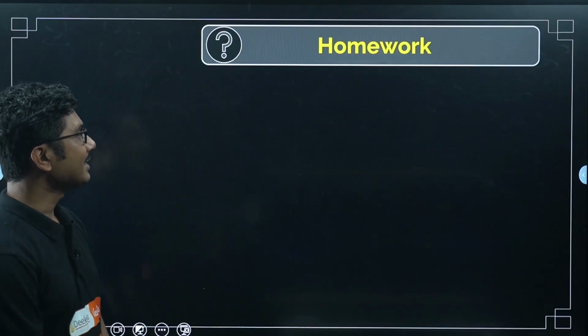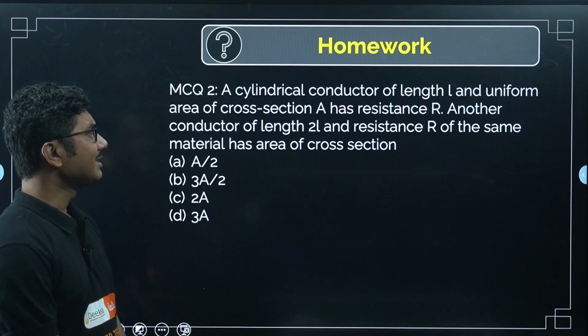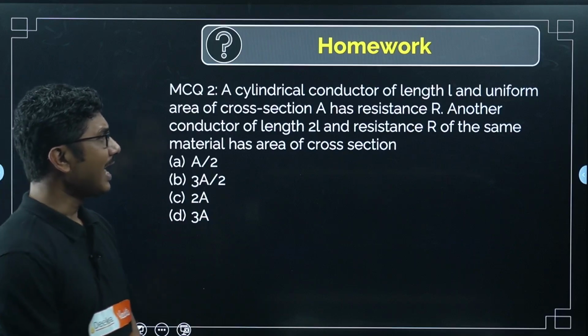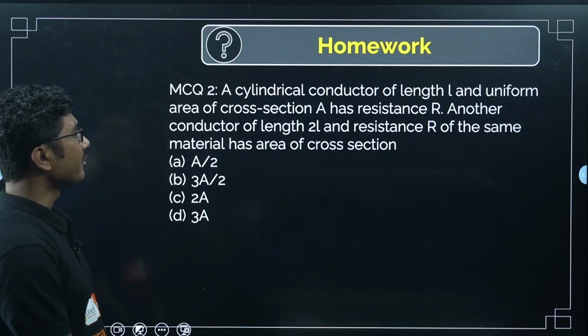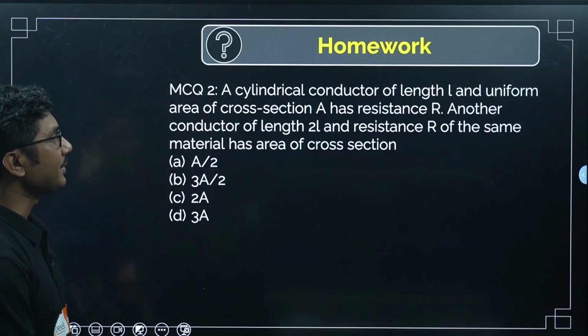Now let's look into the next question. A cylindrical conductor of length L and uniform area of cross section A has resistance capital R.